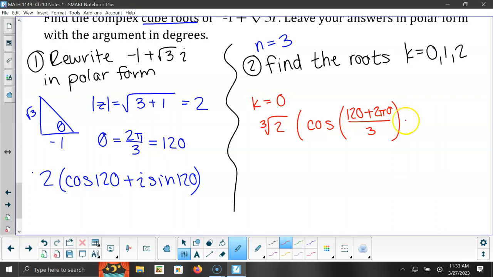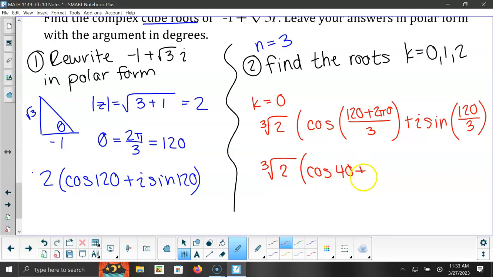Plus i sine of all that same thing. Except what is 2 pi times 0? 0. So really it's just 120 divided by 3, which is 40 degrees. So cube root of 2 cosine of 40 plus i sine of 40. So there's my first one.